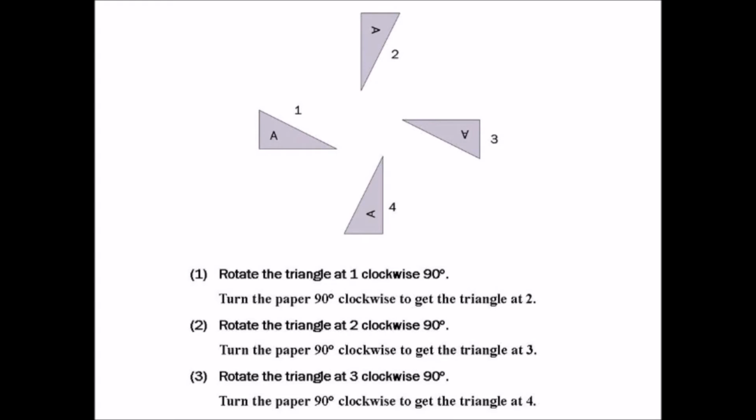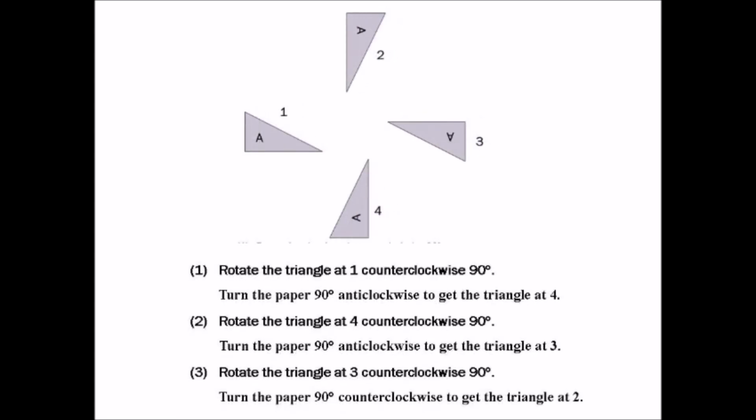Turn the paper back, rotate the triangle at 3 clockwise 90, and you'd get the triangle at 4. So that shows you how you would get different rotations. Now, rotate the triangle at 1 counterclockwise 90. So turn the paper 90 degrees anti-clockwise. So you turn the paper to the left now. We were turning it to the right, and you'd get a triangle at 4.